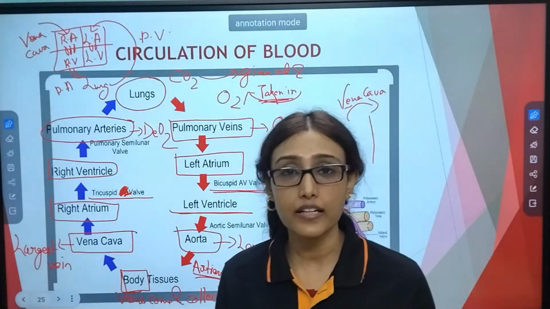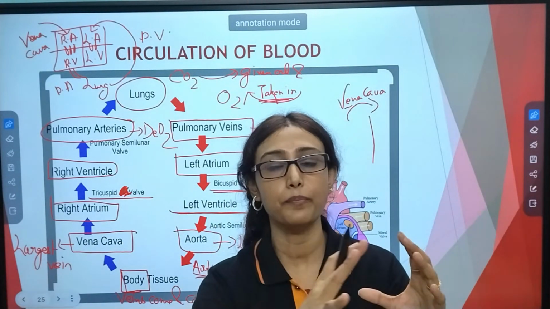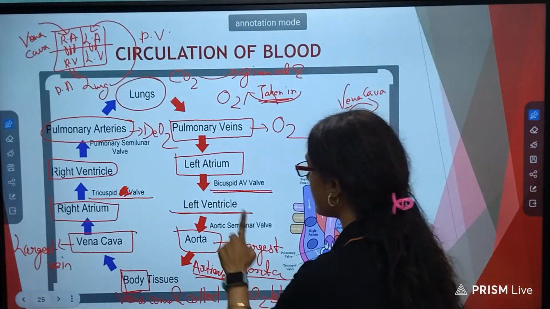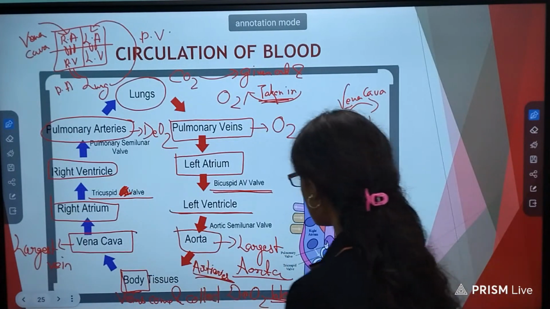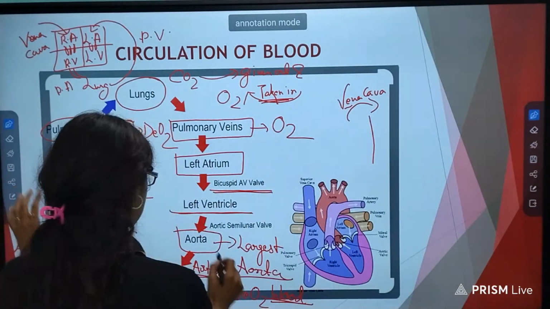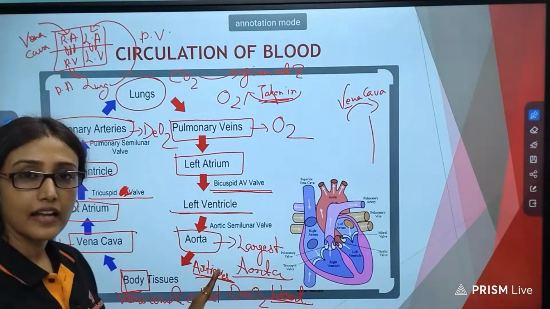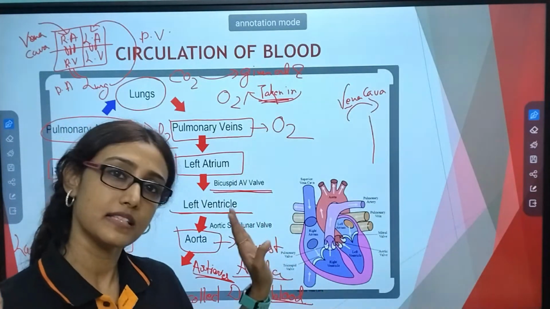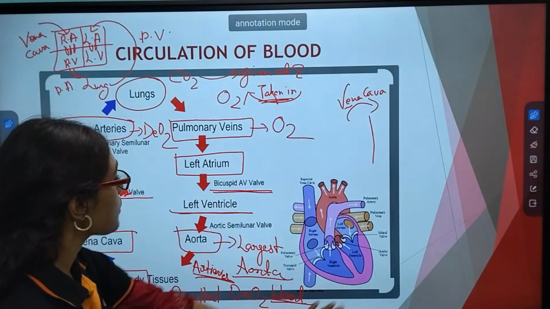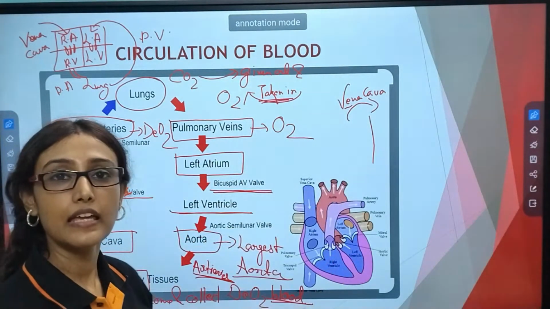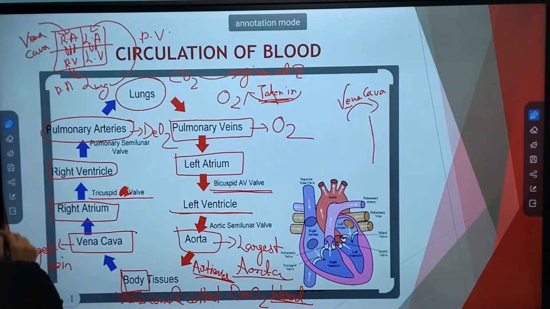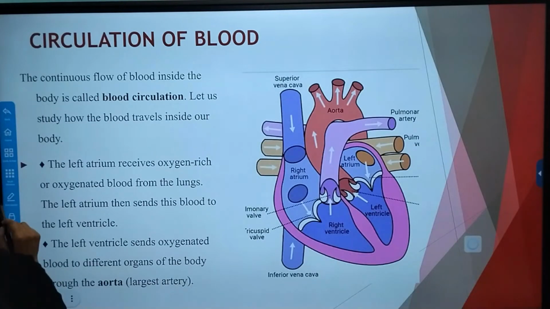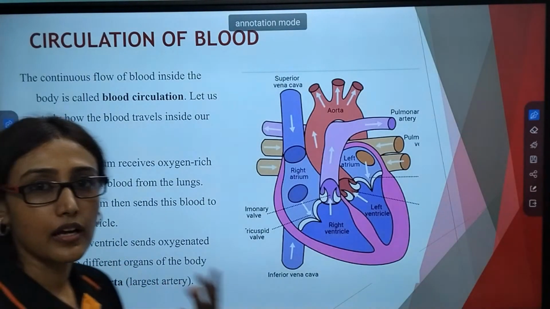Then comes into function the largest artery. Why? Because when the heart pushes the blood, the maximum pressure can only be taken by the largest artery, which is the aorta, and after that it spreads through various arteries to all the body cells. This is the process of blood circulation in our human body. I think you have understood the concept. If not, then watch the video again to make your concept clear.